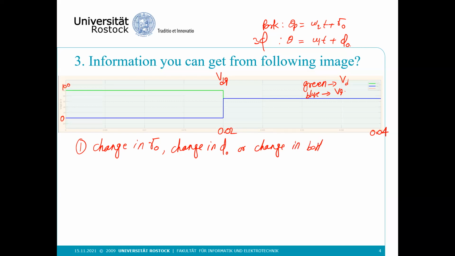Or a change in both gamma naught and phi naught. So it might happen that both changed, and they are not equal. Now if you want to see the graph again, you can find a relationship between gamma naught and phi naught here, because the interesting thing is the VD and VQ are the same. You can see the VD and VQ are overlapping after 0.02 seconds.